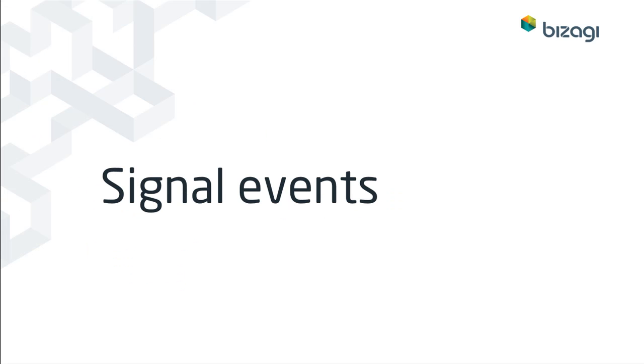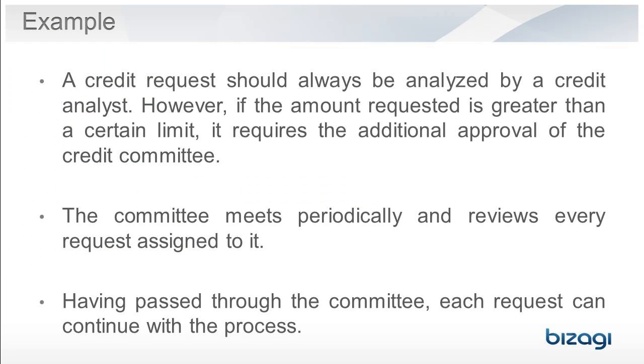In this video we are going to demonstrate signal events. Consider the following business situation. A credit request should always be analysed by a credit analyst. However, if the amount requested is greater than a certain limit, it requires the additional approval of the credit committee.